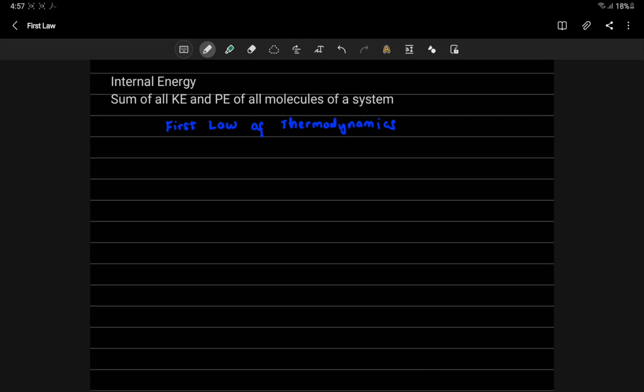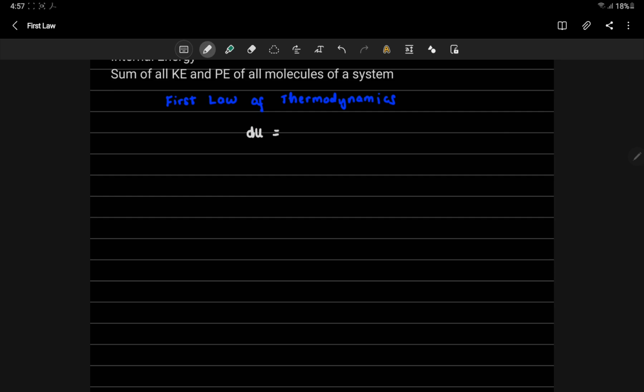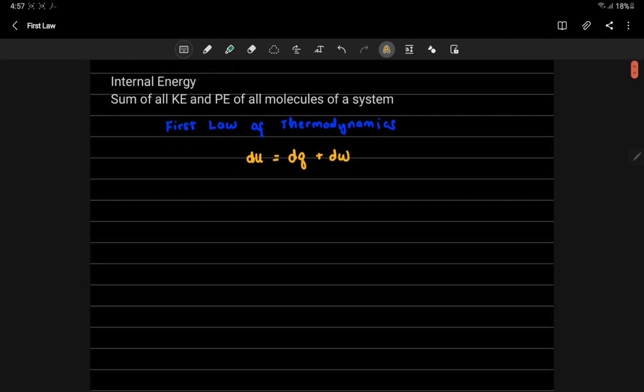We have shown that the first law of thermodynamics can be expressed mathematically as dU equals dQ plus dW. Ang ibig sabihin nito, yung internal energy daw, which is the sum of all kinetic energies and potential energies of all molecules of a system, can be related to the amount of work done on or by the system and the amount of heat transferred to or from the system. So what I'm showing you right now is the differential form, basically, ng first law of thermodynamics.